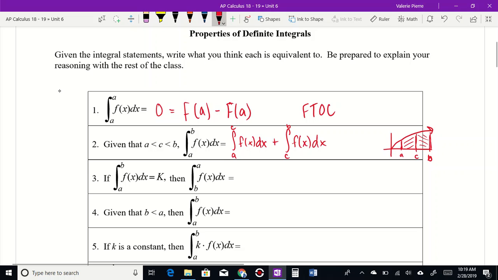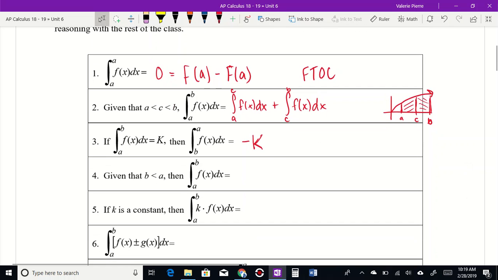So if we have the integral from a to b of f of x dx and it equals k, then when we flip our integrals, so now instead of from a to b, we're from b to a of f of x dx, then that should equal negative k. Okay, so if we flip our integral, then our answer will be negative, or the opposite sign.